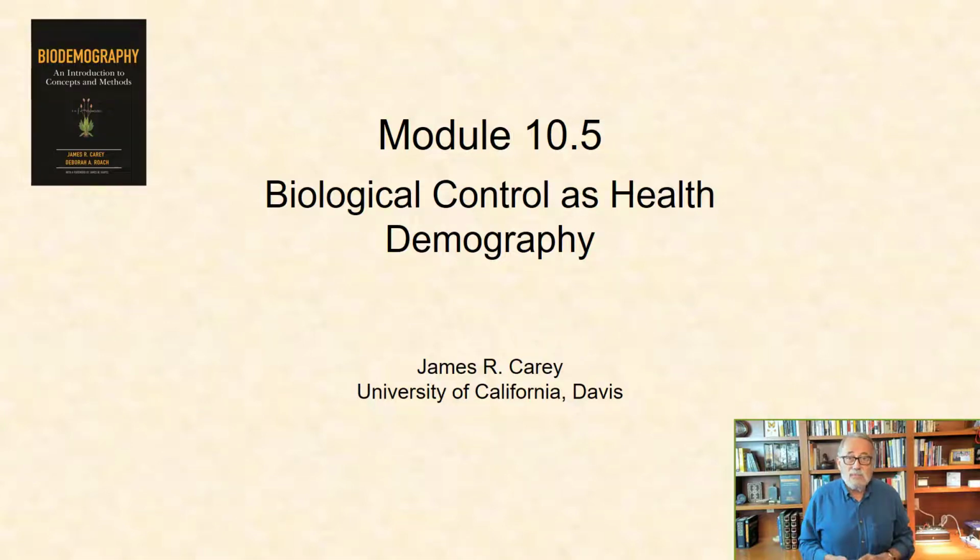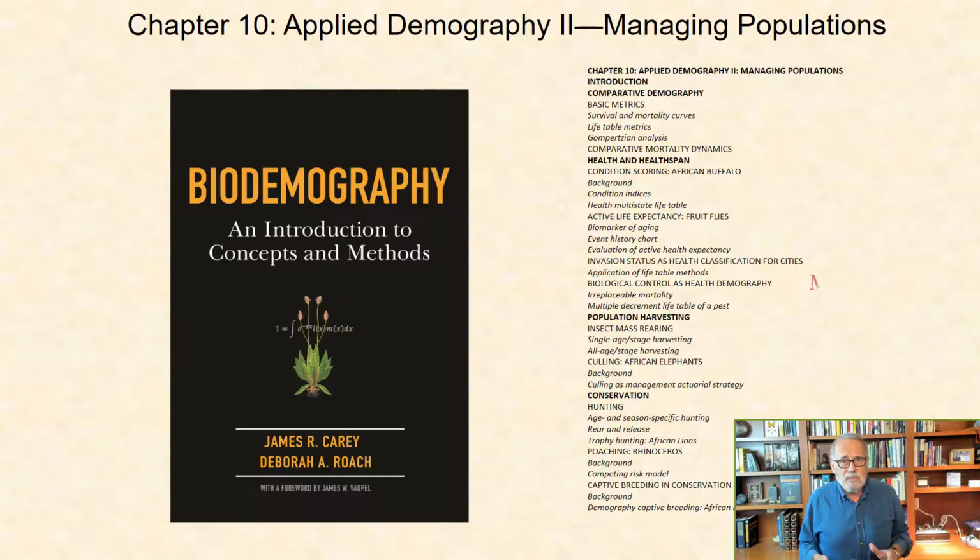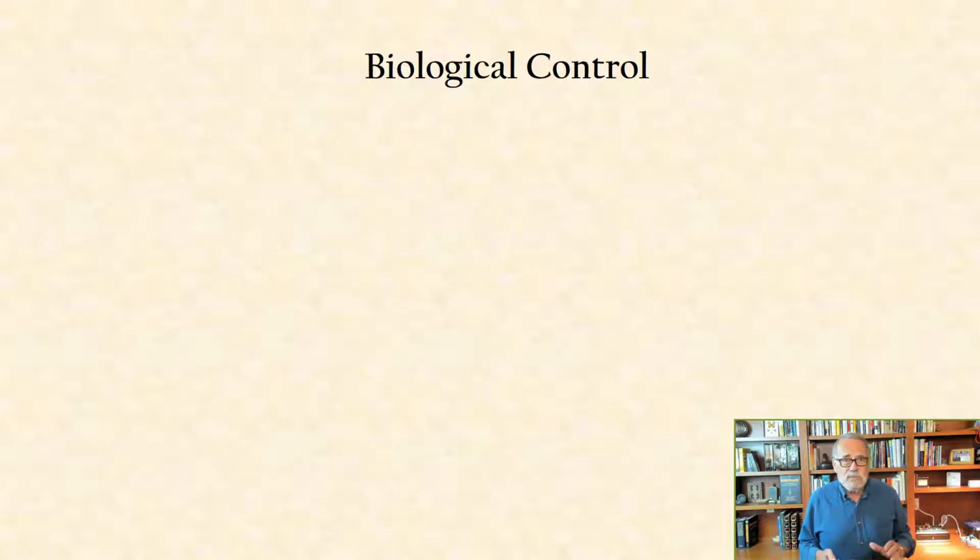This module of Chapter 10, Module 10.5, is on the use of the multiple decrement life table in biological control of insects. Biological control is a method of insect and plant pest control based on the use of natural enemies, including predators, parasitoids, and pathogens.